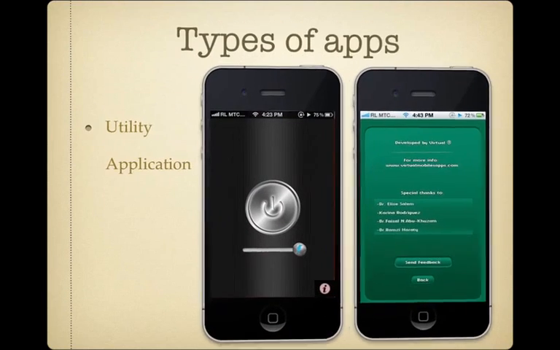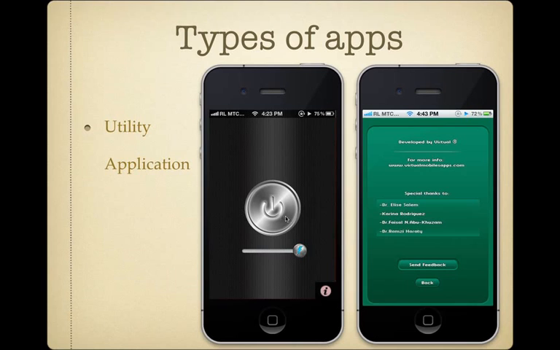The next one is the utility application. It's the same as the single view. Well, it's not a single view, it's a double view, but the main application is on one view, and if you press the info button here, another view will be shown. This second view will show the developer name or some information about your application. So it may be an explanation of how to use your application. This is the utility application.